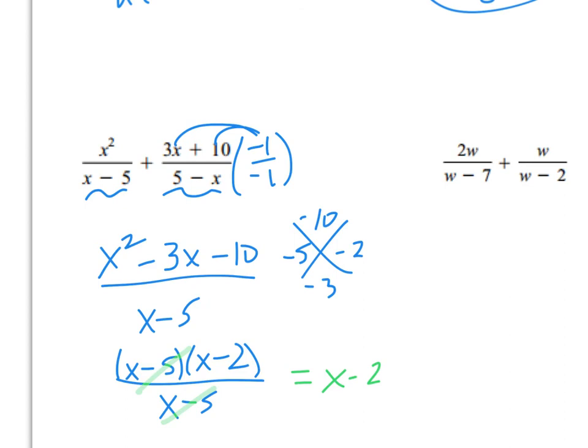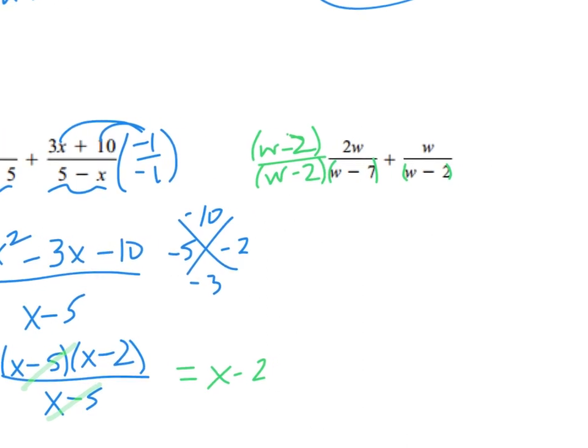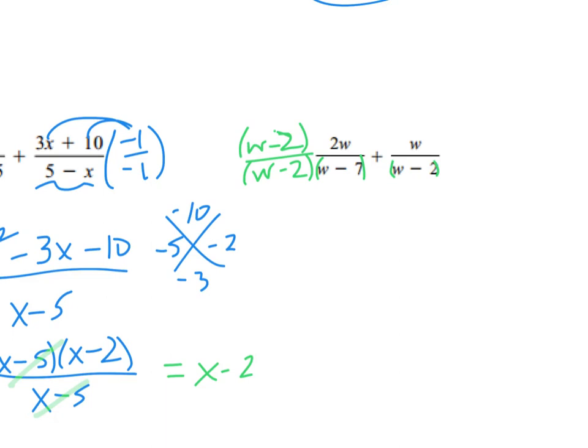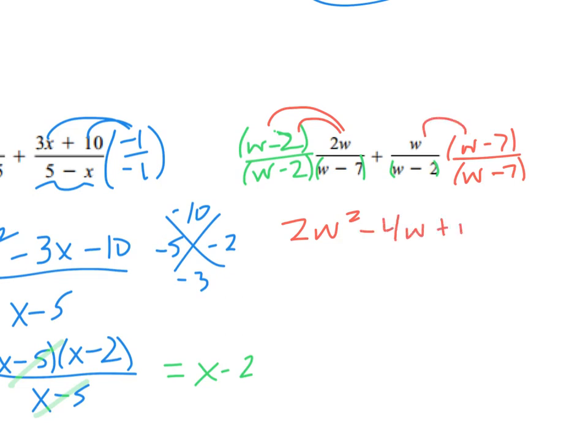Last one. You can't believe it, can you? Alright, so I'm going to multiply my first one by w minus 2 over w minus 2. Need a little room. Second fraction, I'm going to multiply by w minus 7 over w minus 7. So I am going to distribute this in one step. 2w squared minus 4w plus w squared minus 7w.